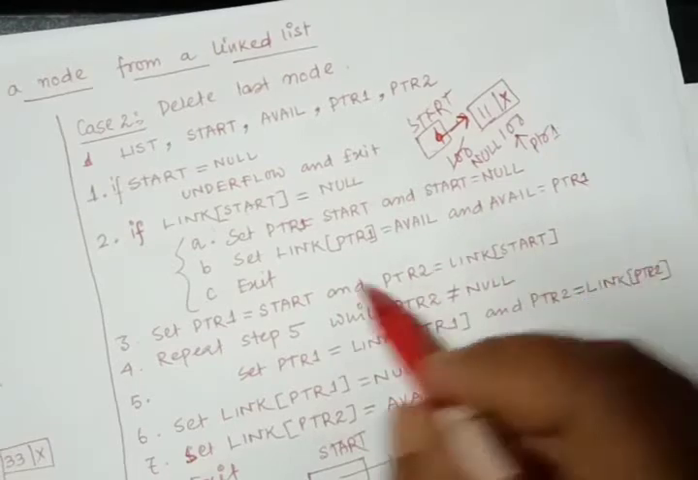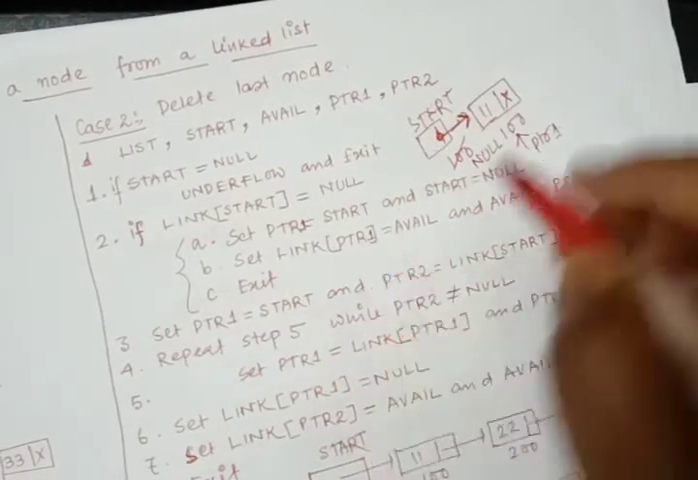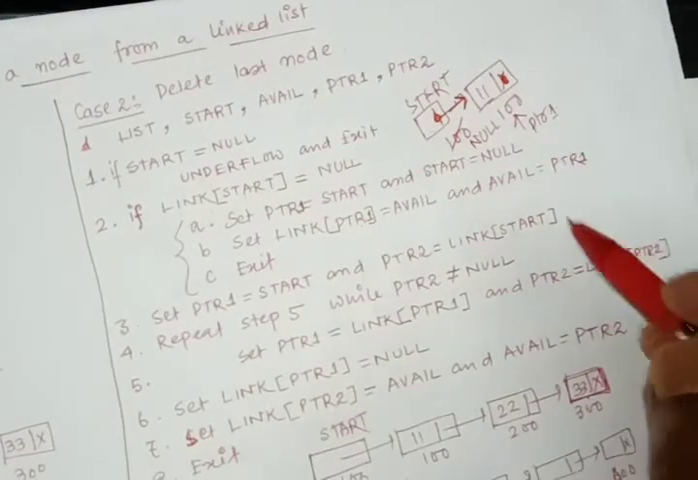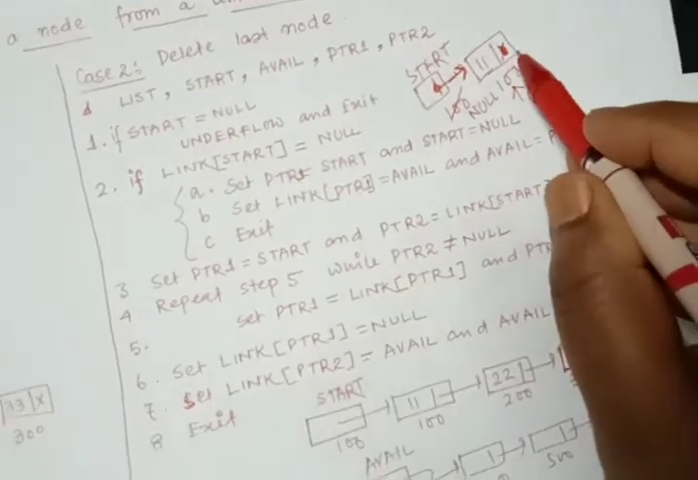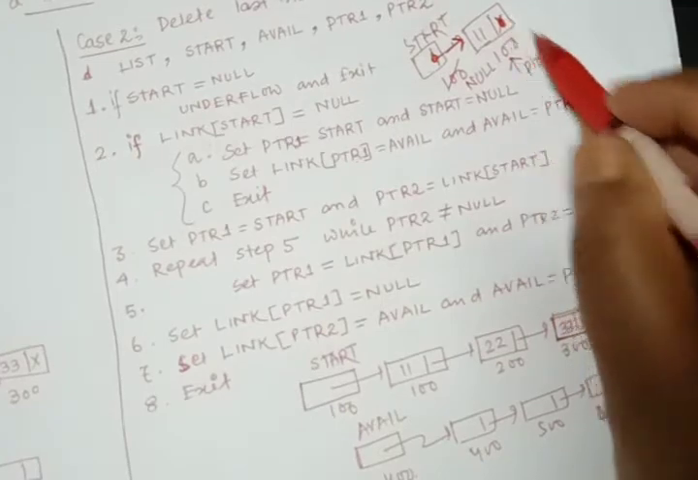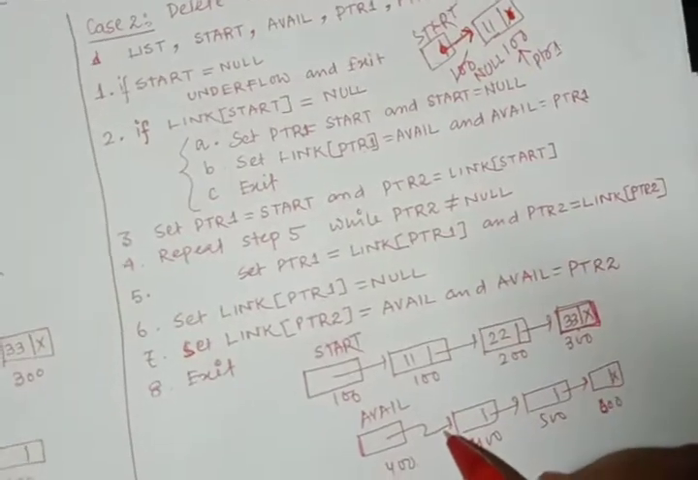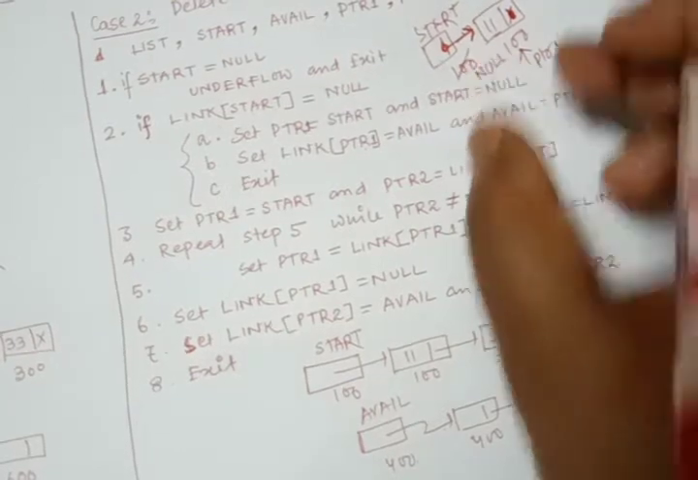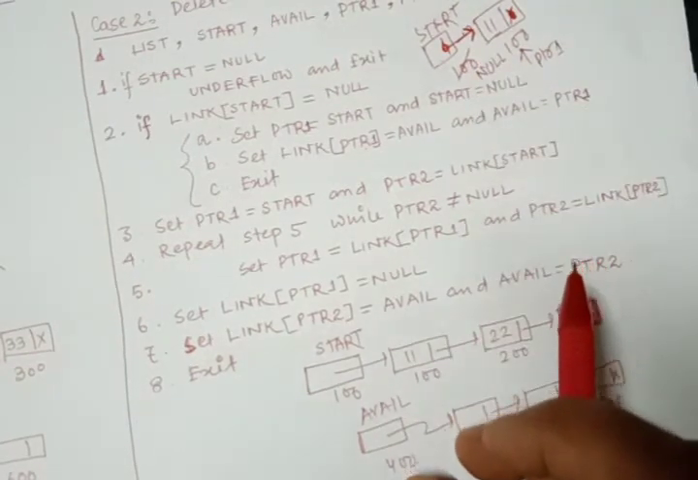Start equal to null, and set link of ptr1, this one. The link of ptr1 will now connect with the avail. So it will connect with this avail, because we have to bring back this node to the avail list.